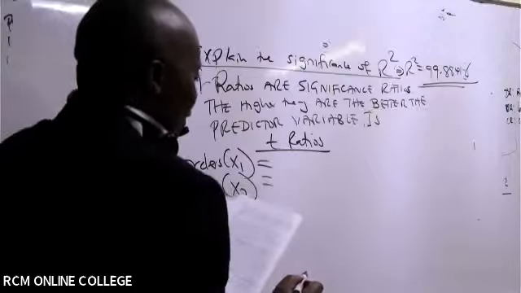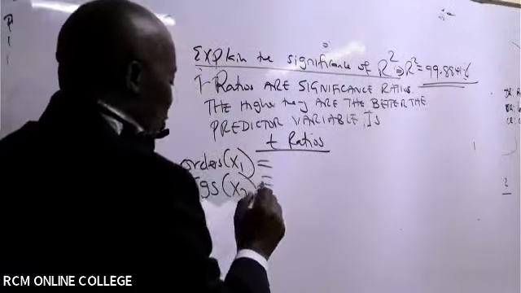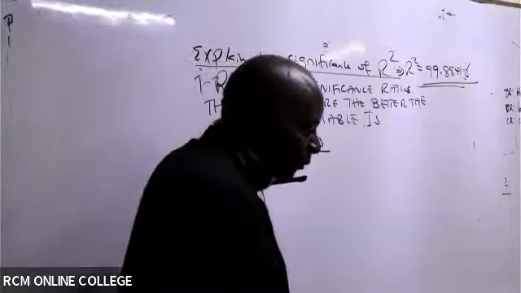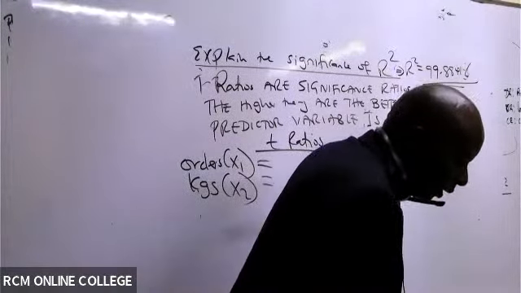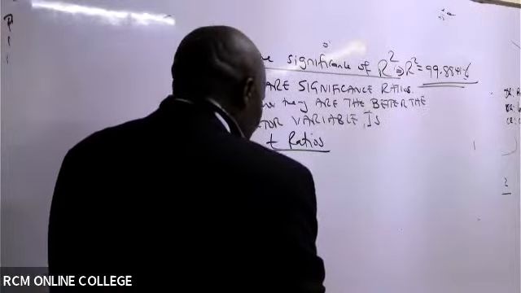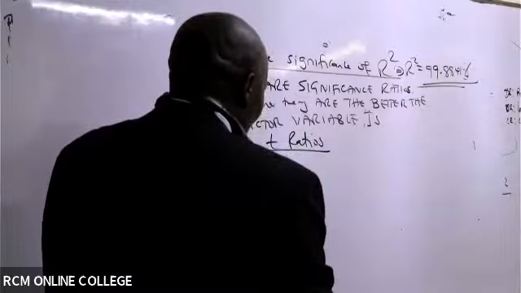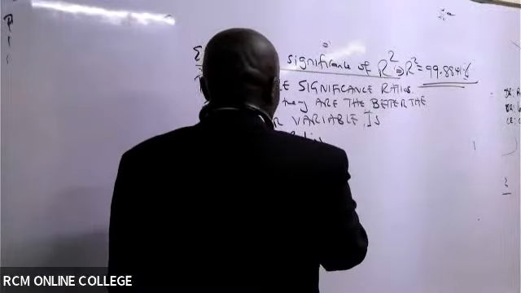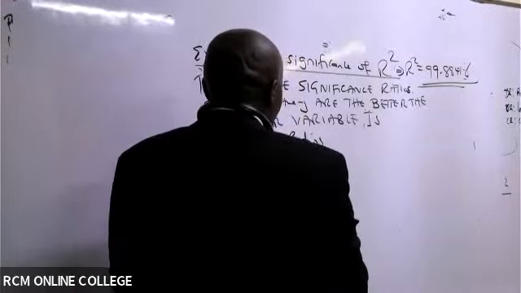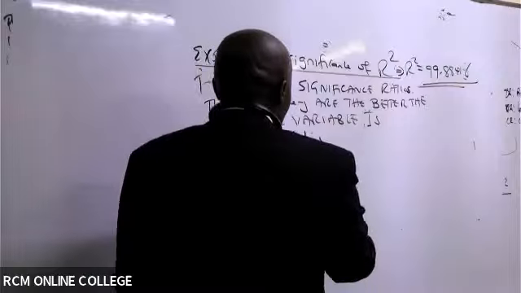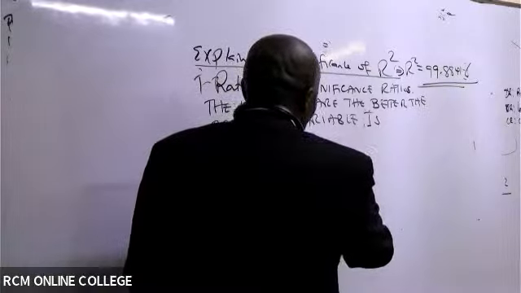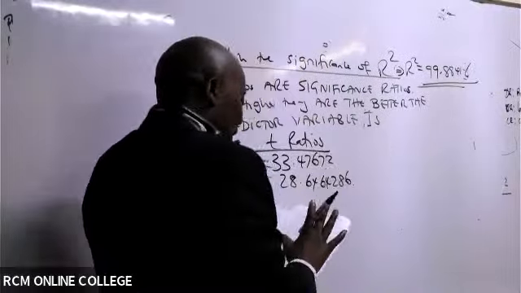So for X1, is there somebody who can see the T ratio? Yes. So the T ratio for orders is 33.47672. And then the T ratio for X2 is 28.6464286.